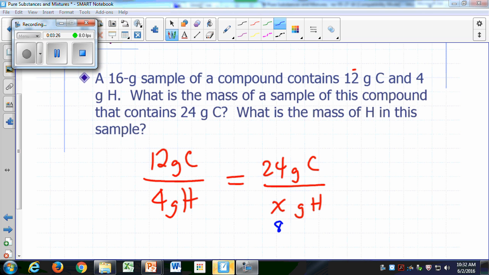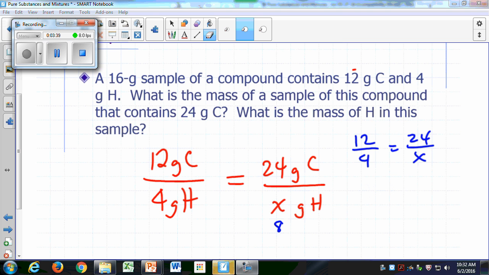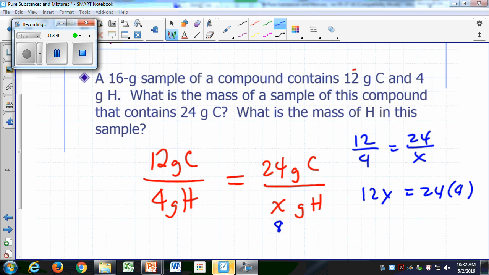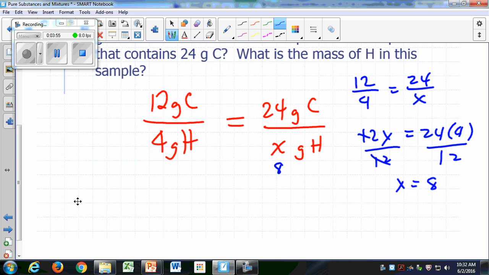So you can do it this way. You can say 12 over 4 equals 24 over x. Cross multiply. 12x equals, oh, it's easier not to cross multiply in this case. But if you're used to doing it, you can just say 12x equals 24 times 4. Divide both sides by 12. x equals 8.